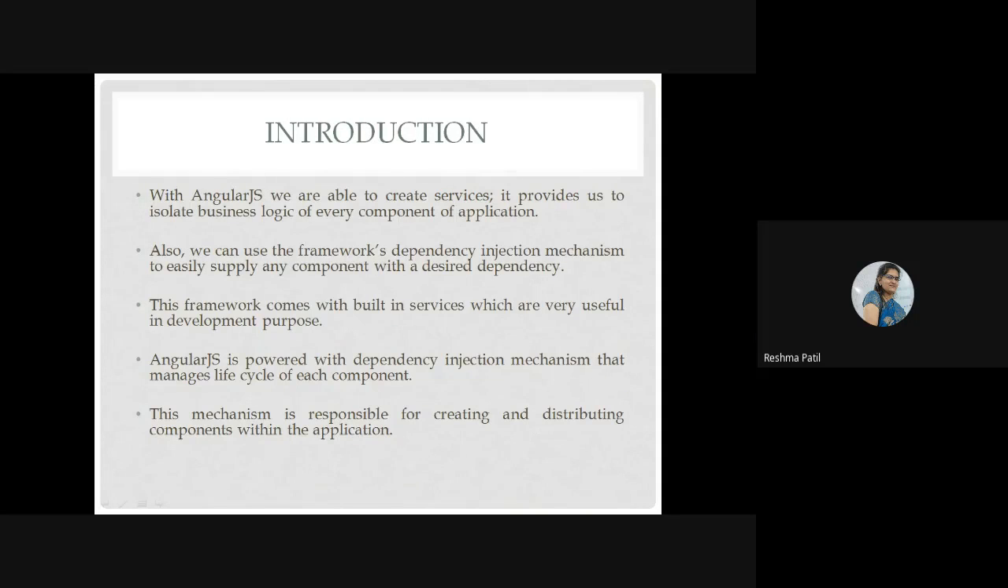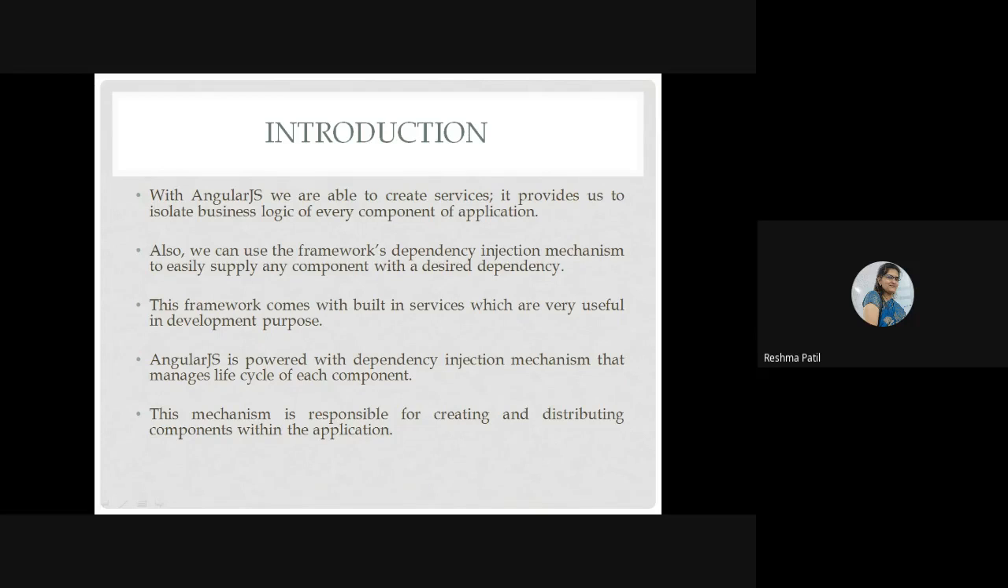Introduction: with AngularJS, we are able to create services. It provides us a way to isolate business logic of every component of the application. Also, we can use the framework's dependency injection mechanism to easily supply any component with a desired dependency. This framework comes with built-in services which are very useful in development.